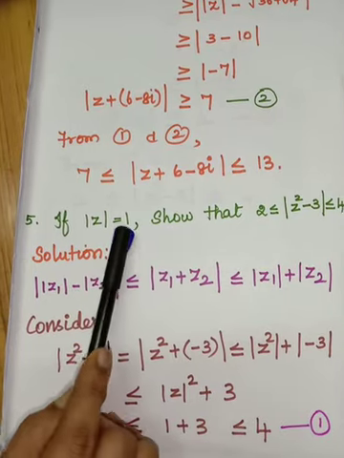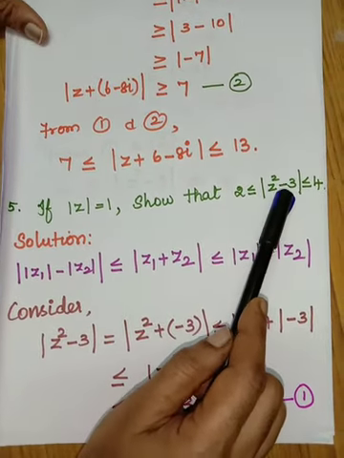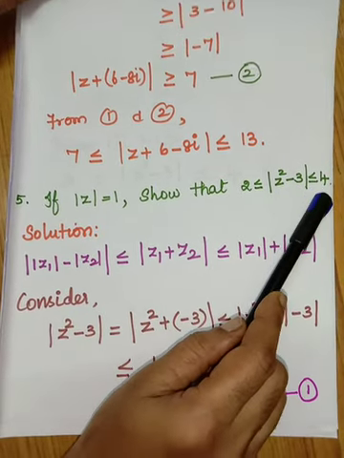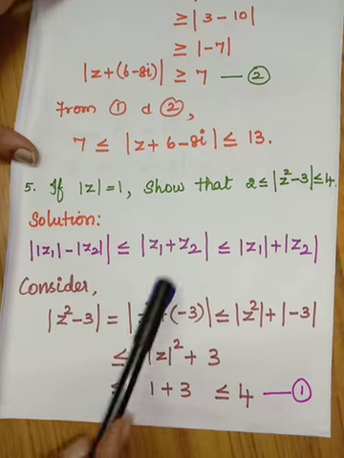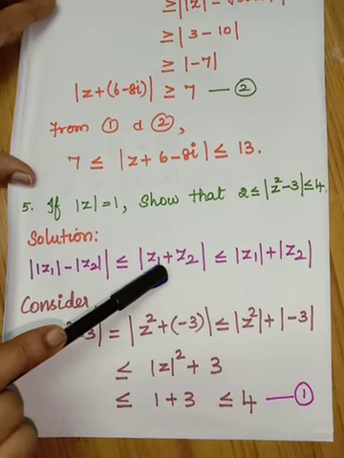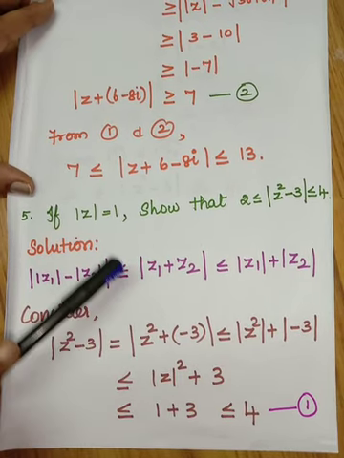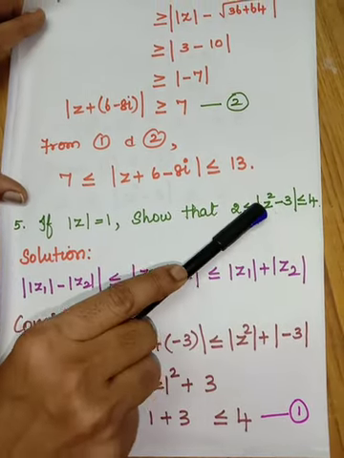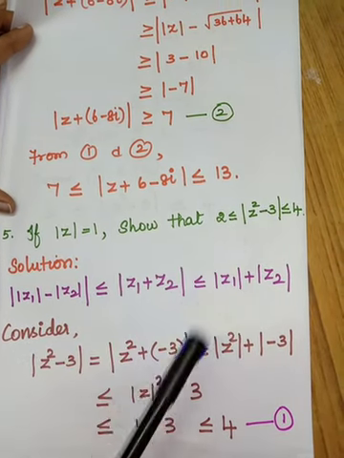Modulus of z is equal to 1. You have to show that 2 is less than or equal to modulus of z squared minus 3 is less than or equal to 4. The same formula I have taken. So I am going to consider the second and the third term. Here you look at this. In the place of z1, I have taken z squared. In the place of z2, I am going to take minus 3.